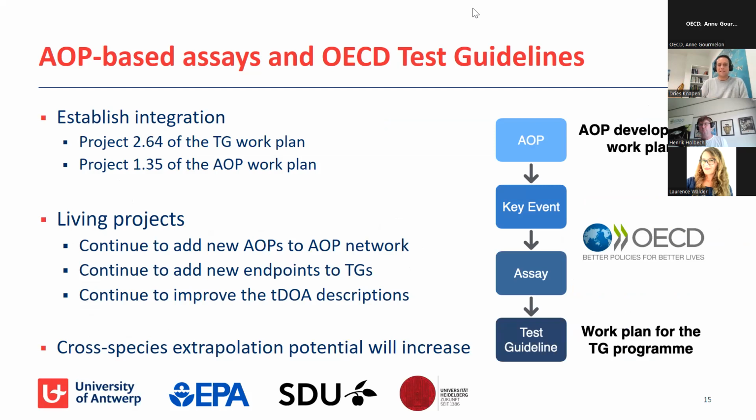Importantly, we consider this a living initiative, and we consider these projects as living projects. So we will continue to add AOPs and key events to the network. We will continue to add, or suggest at least the addition of, new endpoints to test guidelines. But importantly, we will continue to improve the taxonomic domain of applicability descriptions of these key events and these AOPs as well, which means that over time, as this effort evolves, the cross-species extrapolation potential, for example in this case of using fish data for extrapolating to other species, will also increase over time.